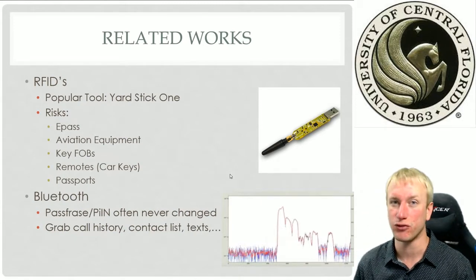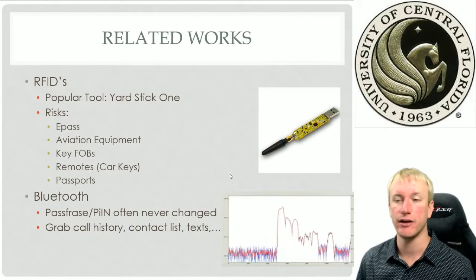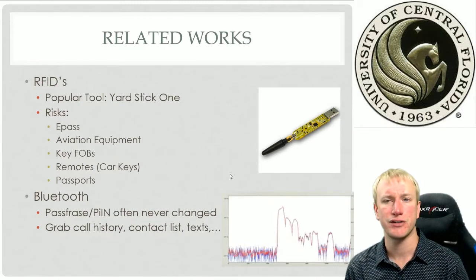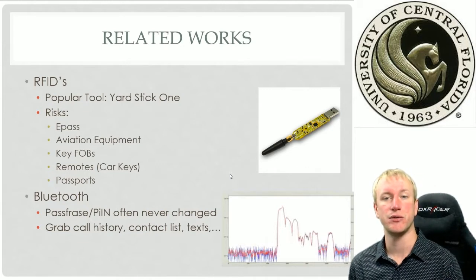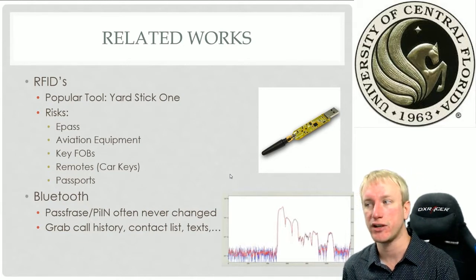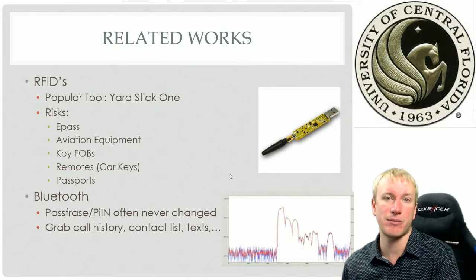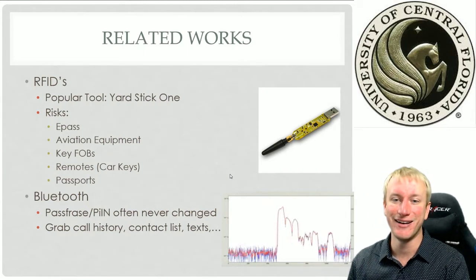I can use common devices. They're really cheap to buy, like this YARD Stick One right there. About $100, I think you can get it on eBay right now, or Amazon. And I can sit there and listen to frequencies. So say if I want to be you and transmit your e-pass ID, I can never have to pay tolls again, and your bill goes way up.